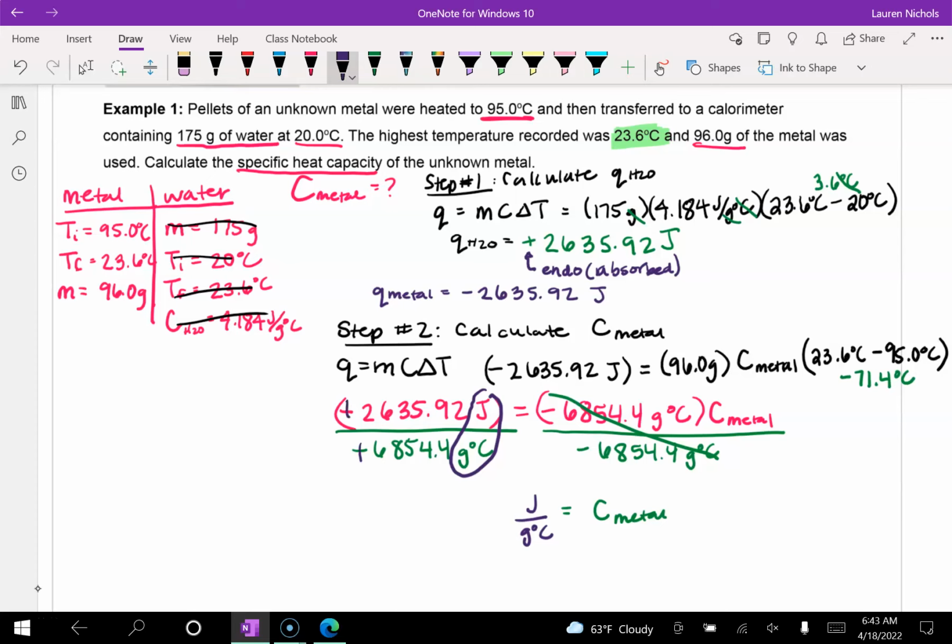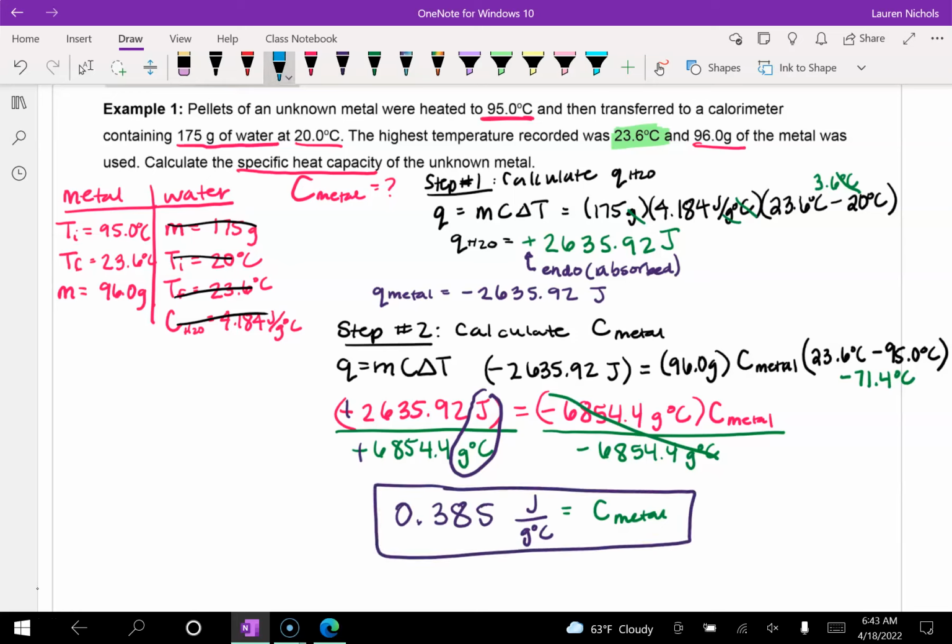A negative divided by a negative is positive. So 2,635.92 divided by 6,854.4 gives us 0.385 joules per gram degrees Celsius. And what's great about this is that, remember, this value is unique to each element. So if we know the specific heat, we could determine the identity of this unknown metal if we had a list of metals and their specific heats in a chart.